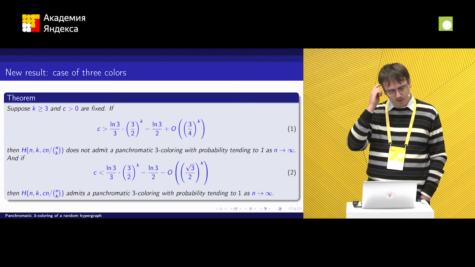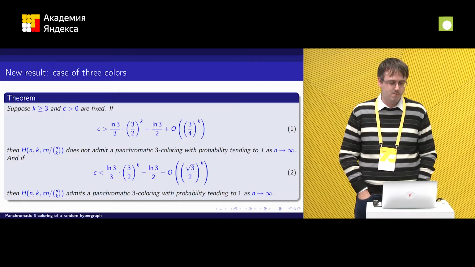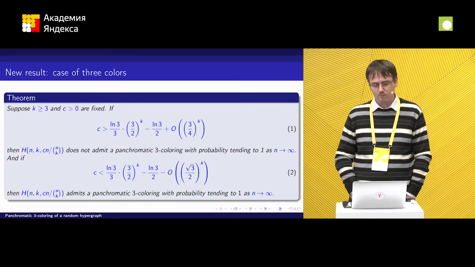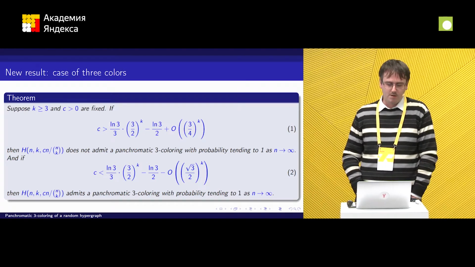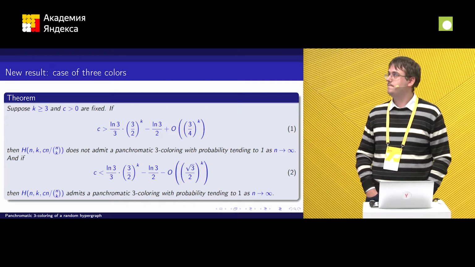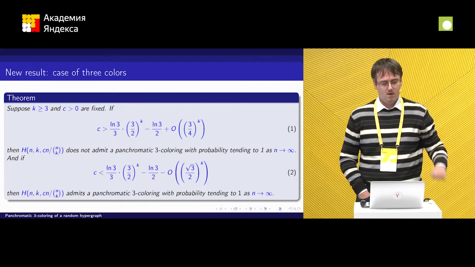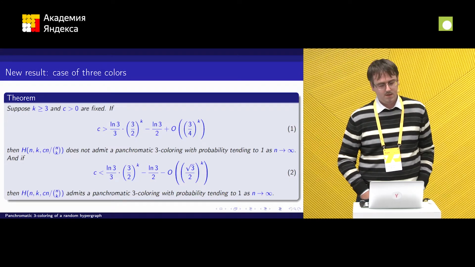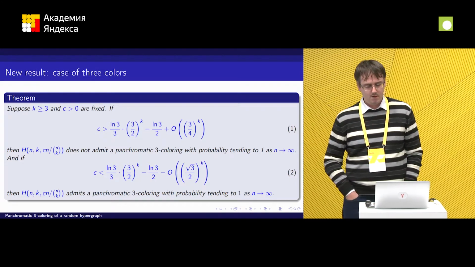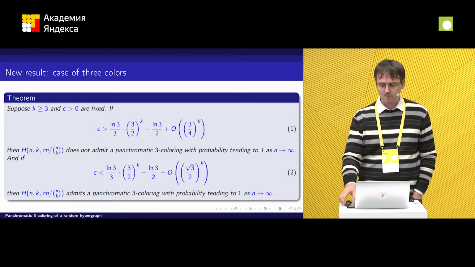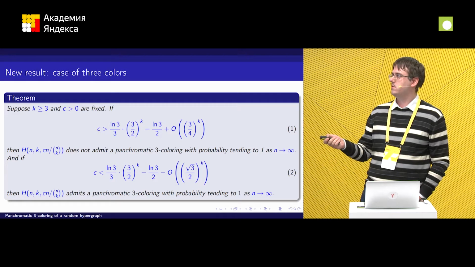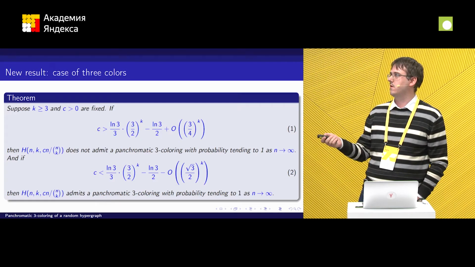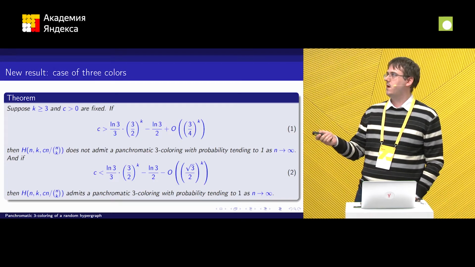And in our work, we were interested in the case of a larger number of colors. For simplicity, we just consider the case of 3 colors. And here is our main theorem. It says that we have the following lower and upper bounds for the threshold for the property of panchromatic 3-colorability. So this is the upper bound.